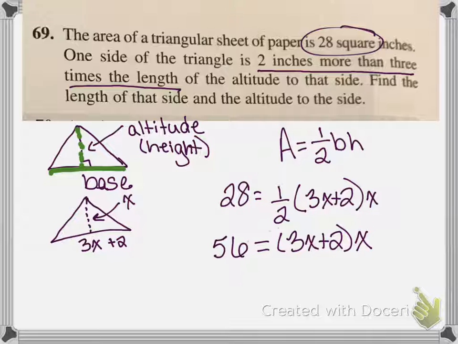We know what to do from here. We know how to do the rest of this. First thing I'm going to do is distribute this x. So I'm going to get 3x squared plus 2x equals 56. What's the next thing I have to do? Move the 56 over. So I'm going to subtract 56 from both sides. At that point, we have 56 equals 3x squared plus 2x.